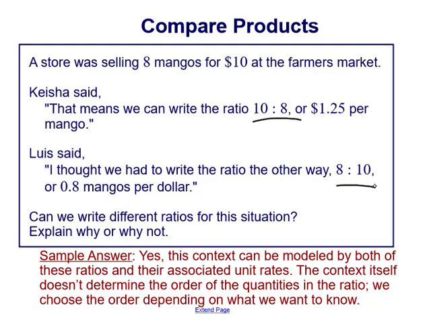The context itself actually doesn't determine the order of the quantities in the ratio. We were just told that the store was selling 8 mangoes for $10. There's no question that's following. So we usually choose the order depending on what we want to know in the future, really what the question would be. But here it's more of just a statement. So the ratios are true whether it's 10 to 8 or 8 to 10. The order only matters once you have a question.